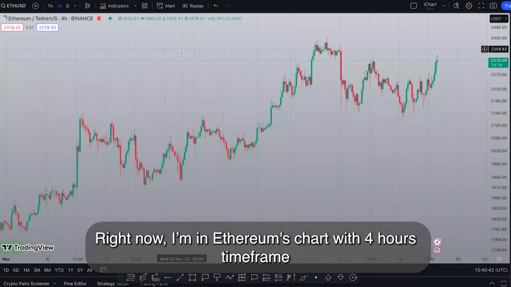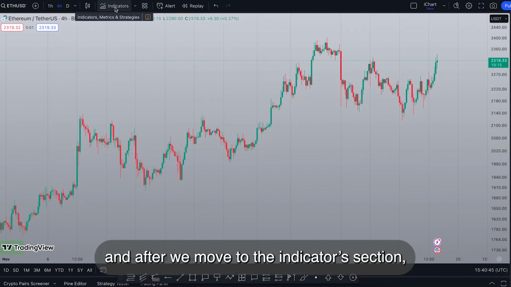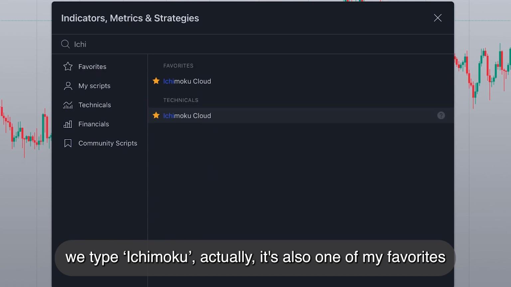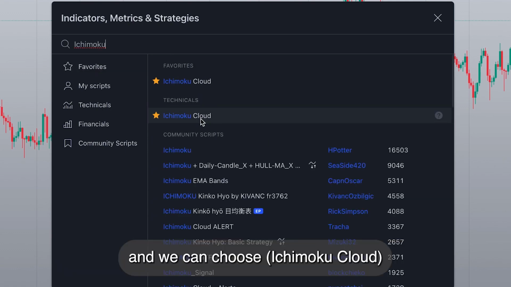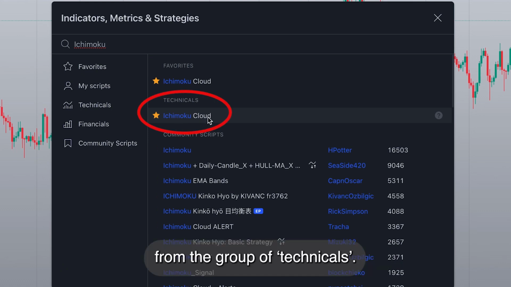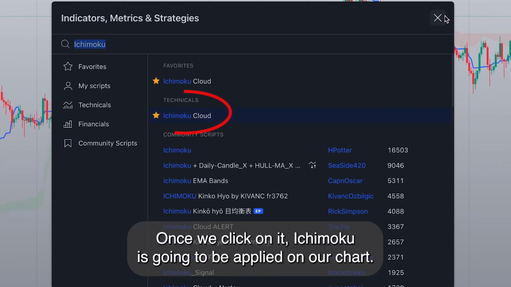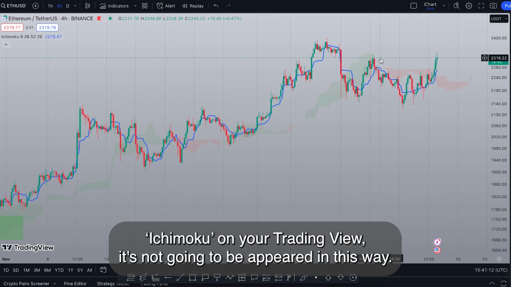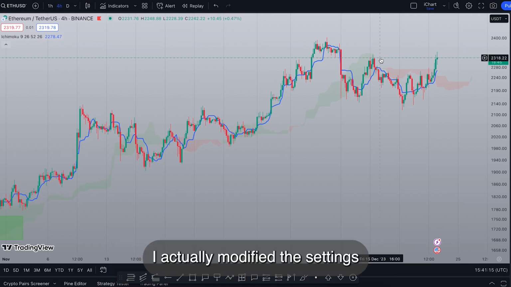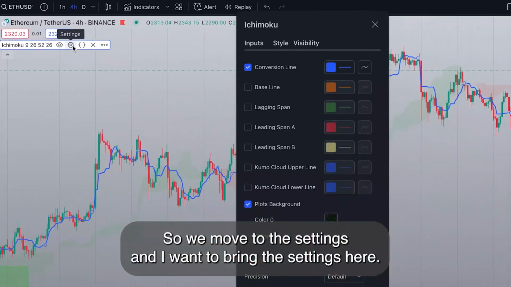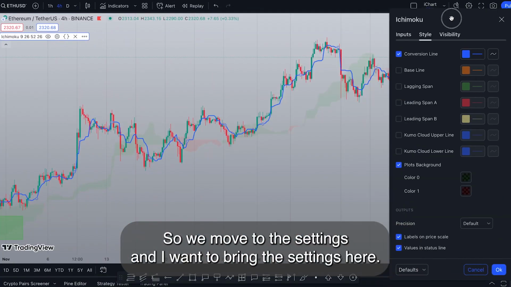Right now I'm on Ethereum's chart with a 4 hour time frame, and after we move to the indicators section, we type Ichimoku. Actually, it's also one of my favorites. And we can choose Ichimoku Cloud from the group of technicals. Once we click on it, Ichimoku is going to be applied on our chart. Remember that if you apply Ichimoku on your TradingView for the first time, it's not going to look like this. I actually modified the settings just in order to show the different parts of it. So we move to the settings, and I want to bring the settings here.